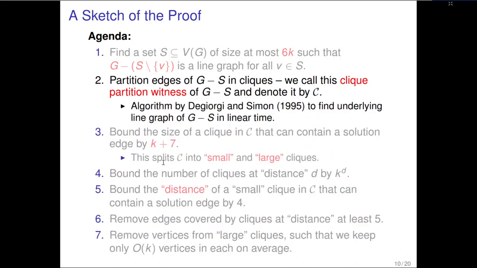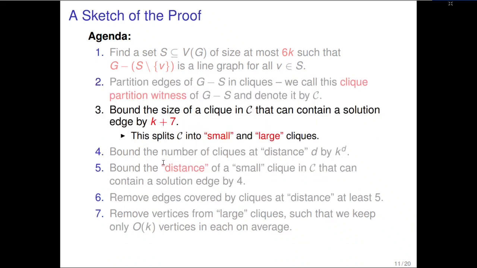Second, to obtain the partition, we actually use the algorithm by De Giorgi and Simon to decide whether the graph is a line graph. They do it by constructing the underlying graph of a line graph, and during their construction they basically construct the clique partition witness. So we basically get this for free by just taking their algorithm.